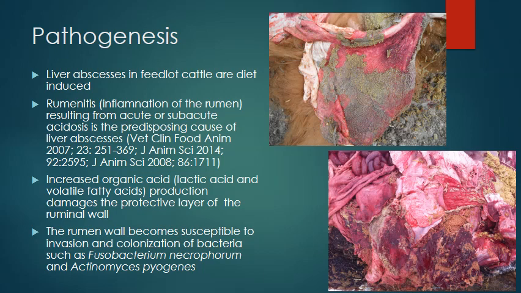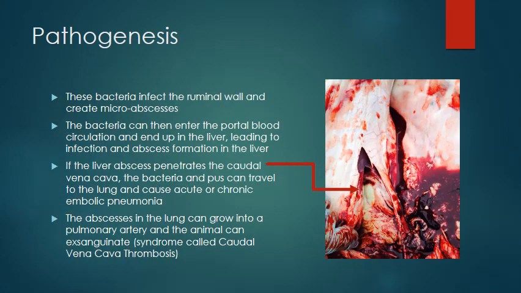Because the rumen wall is damaged, it then becomes susceptible to invasion by bacteria that are typically in the rumen. Bacteria we most commonly see with liver abscesses are Fusobacterium necrophorum and Actinomycetes pyogenes. These bacteria then infect the ruminal wall and they can create little abscesses in the ruminal wall. These bacteria can also enter the blood circulation and end up in the liver, where they create an infection and abscesses that we see at slaughter.